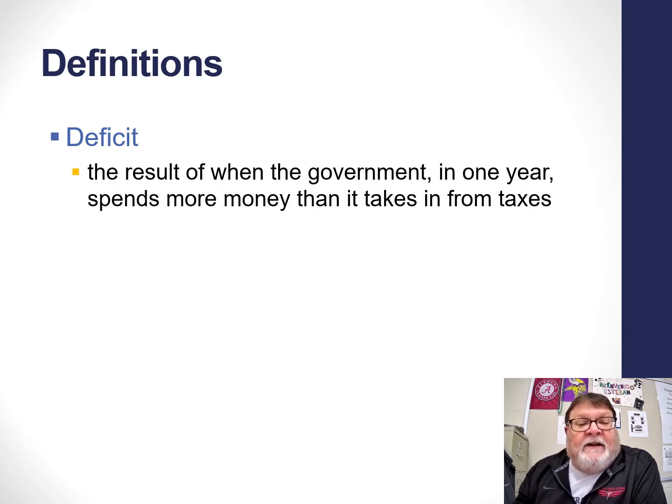So, definitions: deficit, the result of when government in 1 year, very, very important, right? 1 year spends more money than it takes in from taxes, spends more than revenue in 1 year. That is the deficit. The next one is the debt.